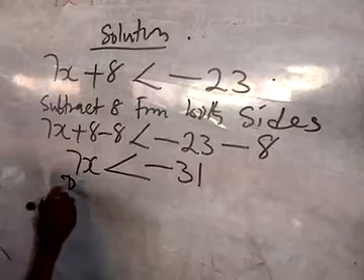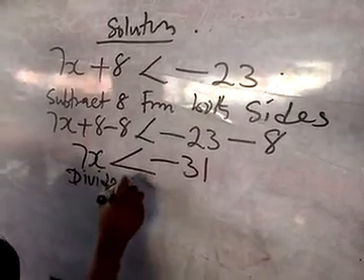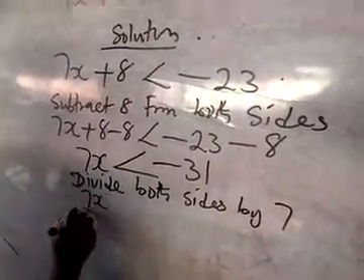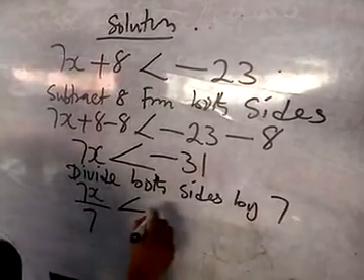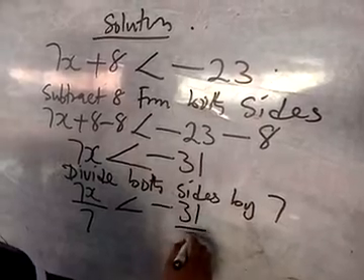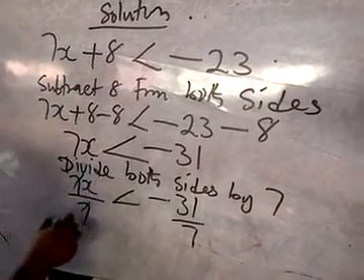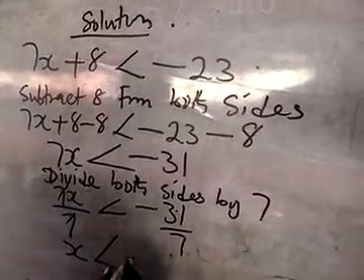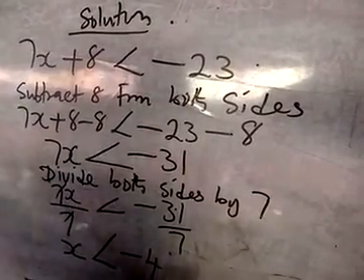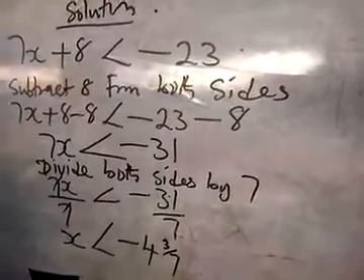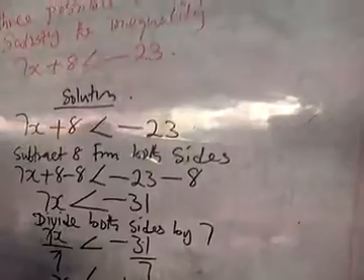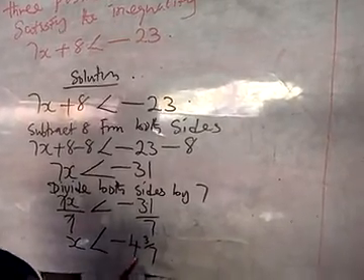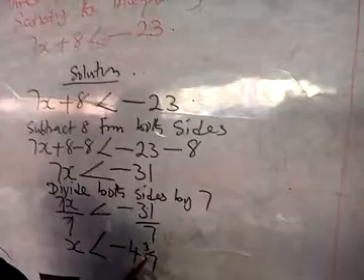Now, I want to divide both sides by the coefficient of x, which is 7. 7x divided by 7 is less than minus 31 divided by 7. 7 cancels itself, you are left with x is less than 31 divided by 7, which will give you 4, remainder 3 over 7. Now, the solution says x is less than minus 4 whole number 3 over 7.